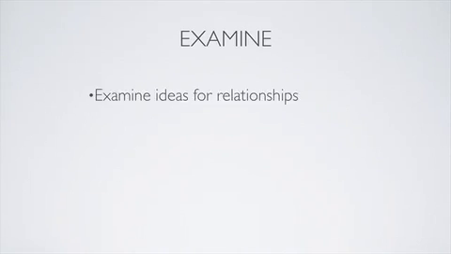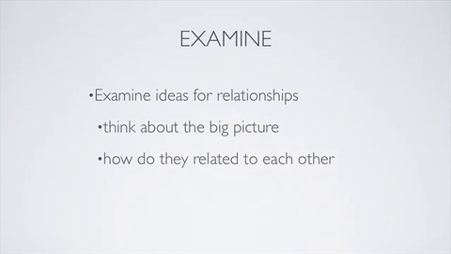Examine. Examine the ideas for relationship. As you read, try to think about the big picture. Try to figure out how the information you're reading is related to other information on the topic or in the text. Try to think about what you saw when you first looked at the material. How does the material relate to each other?